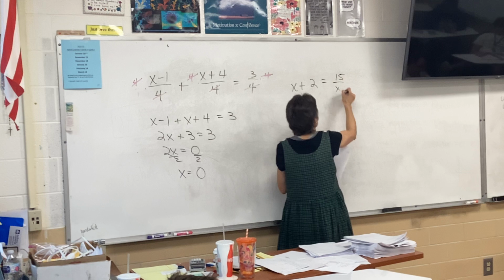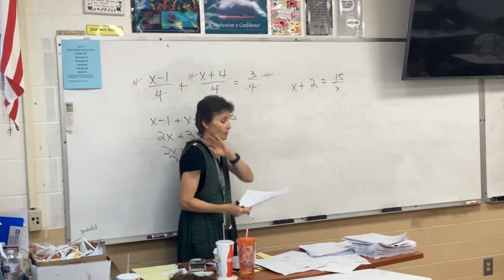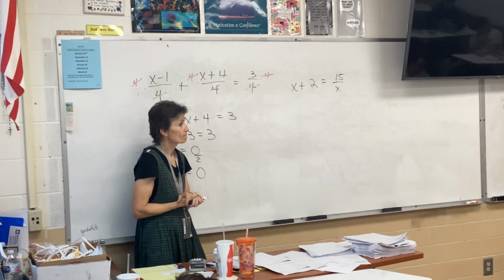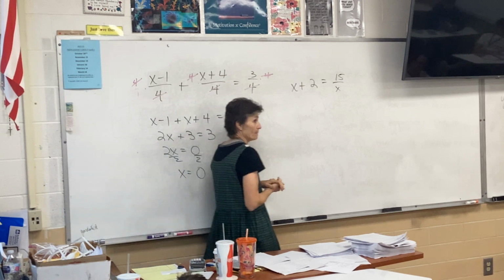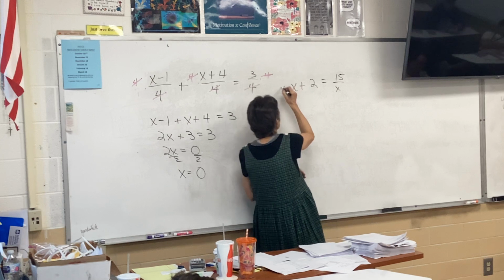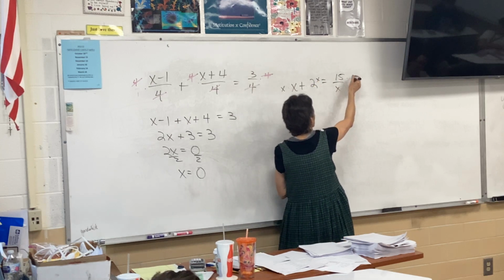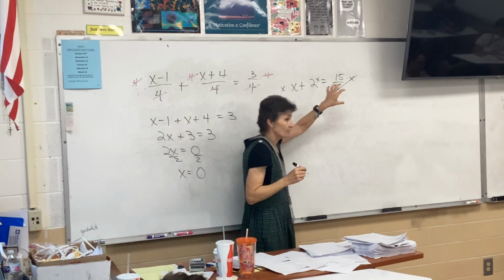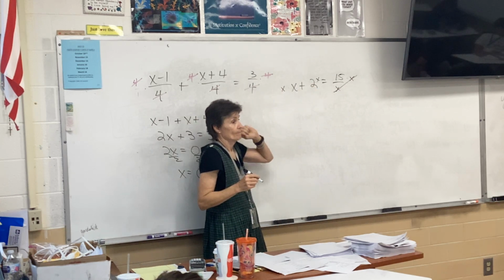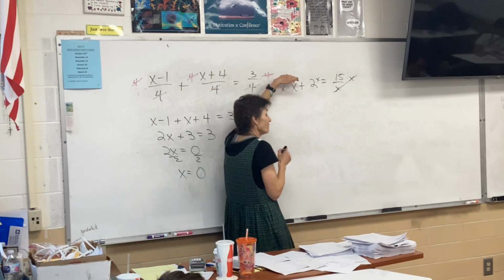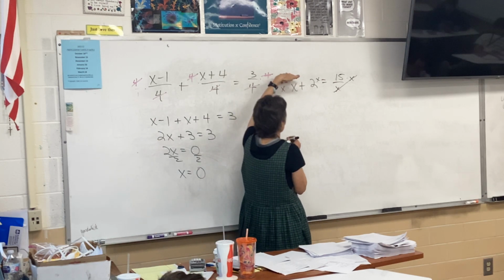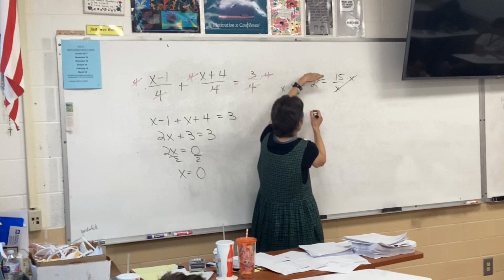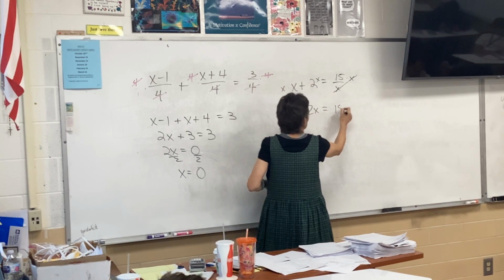What about this one? What would you do with this one? I would definitely multiply by x. Now, when you multiply by x, these are going to cancel. That's why you did it, right? You got rid of that x. But what do you have over here? Nothing's canceling over here. What do we have? X squared plus 2x equals 15.